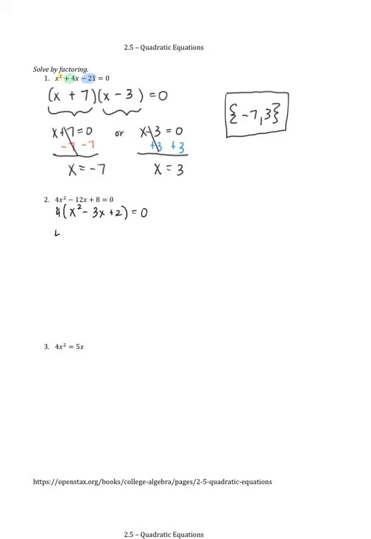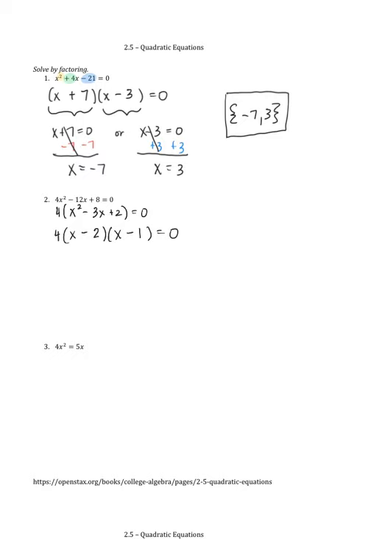And now I'm going to bring the 4 down, and since what's in the parentheses is a trinomial and it has a 1 in front of the x squared now, I can break that up. So my x squared breaks up into x and x. What multiplies to get 2 and adds to get negative 3? Negative 2 times negative 1 is a positive 2.